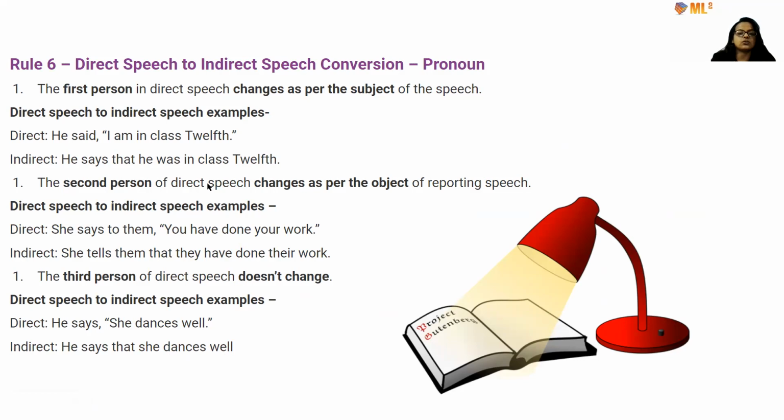The second person of direct speech changes as per the object of the reporting speech. Here the second person changes according to the object. Example: she says to them, you have done your work. What happens in indirect? She tells them that they have done their work. The third person of direct speech does not change. Then, he says, she dances well. In direct speech it is converted into: he says that she dances well.